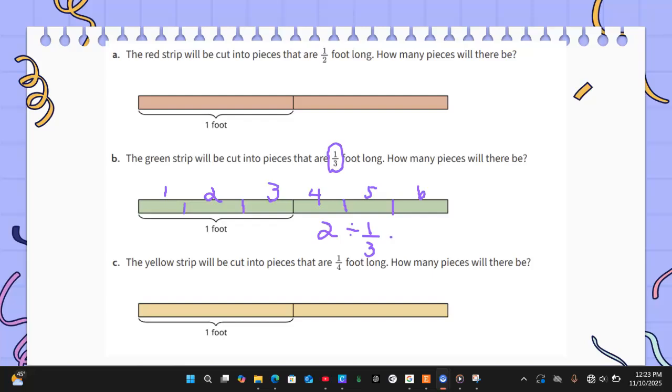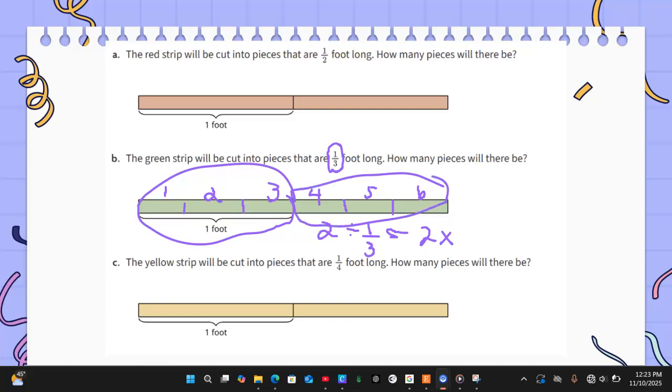Now let's see another way that we could write it. We could also write it as 2 times 3, because each portion is partitioned into 3 pieces. There's 3 right there, and there's 3 right there. 2 times 3 equals a total of 6.